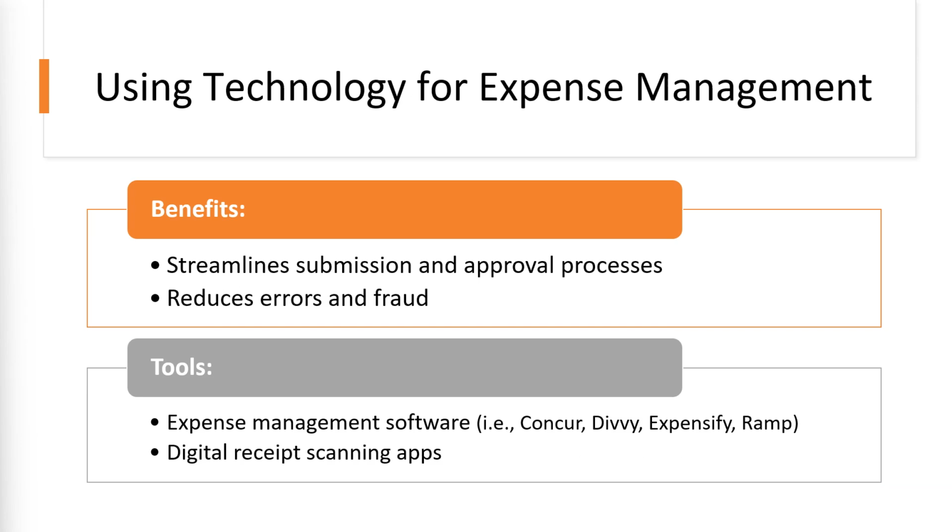Leveraging technology like expense management software, such as Concur, Divvy, Expensify, or Ramp, can streamline submission and approval processes. These tools help reduce errors and minimize the risk of fraud by automating manual tasks and providing digital receipt scanning capabilities.